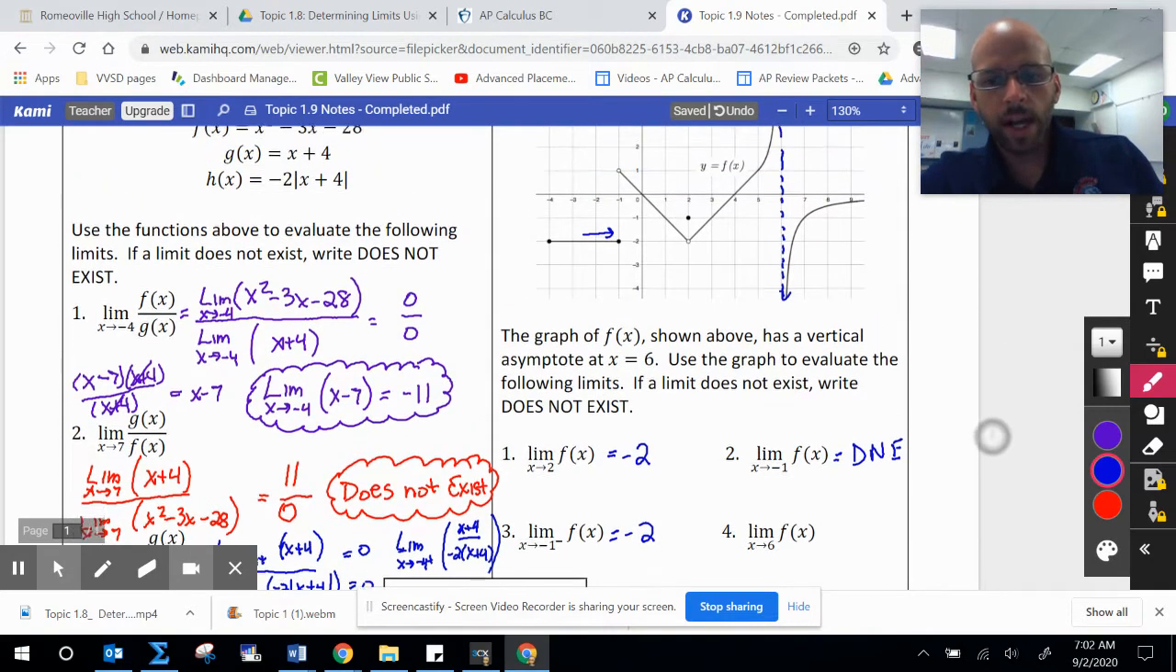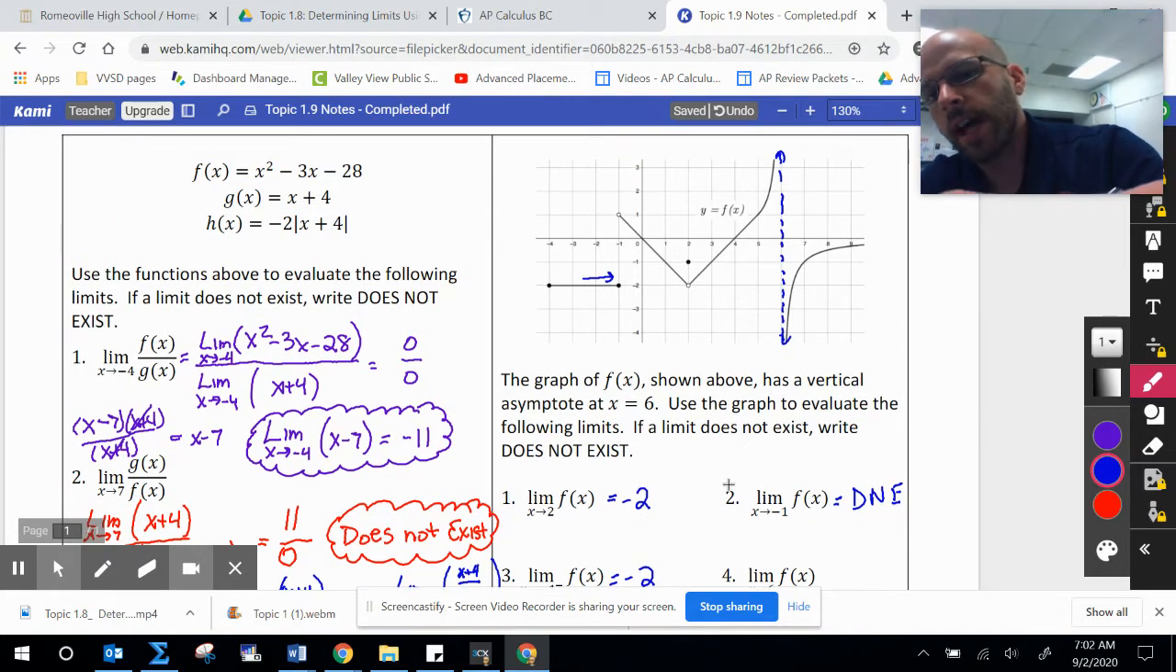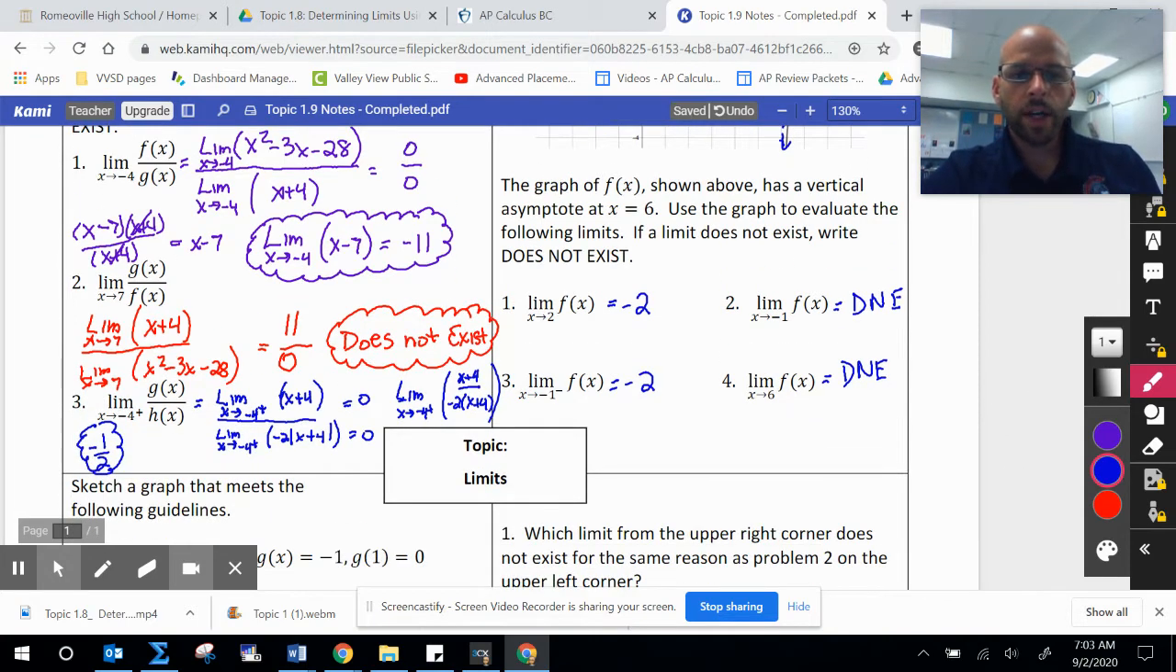And number 4, as I approach 6, well, there's a vertical asymptote here at 6, and from the left I go to positive infinity, and from the right I go to negative infinity. Those aren't the same anyway, so this also does not exist. Okay?